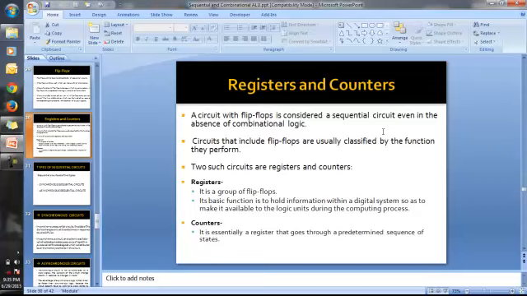Circuits that include flip-flops are usually classified by the function they perform. Two such circuits are registers and counters. Registers: a register is a group of flip-flops. Its basic function is to hold information within a digital system so as to make it available to the logical circuits during the computing process, whereas a counter is essentially a register that goes through a predetermined sequence of states.